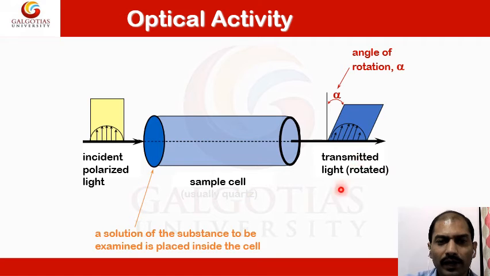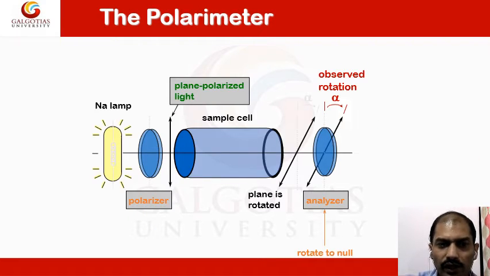The transmitted light is rotated through a certain angle, which is the optical rotation with respect to that particular light. The plane polarized light rotation is represented as alpha. So this is the transmitted light rotated. You can also watch it in another way, for example with a sodium lamp, which has a certain lambda value, and a sample cell, and observe with respect to a certain angle.